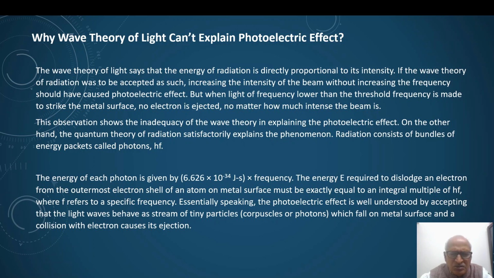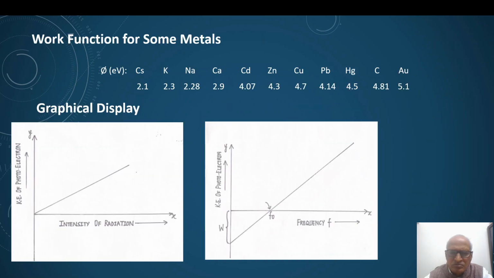Essentially speaking, the photoelectric effect is well understood by accepting that the light wave behaves as a stream of teeny particles or corpuscles called photons, which fall on the metal surface, and a collision with an electron causes ejection. Work function for some metals is given here in electron volt units. The lowest value is for cesium, the next lower is for potassium and sodium, nearly equal. Calcium is also not very high, 2.9 electron volt. For other metals, it is quite high.